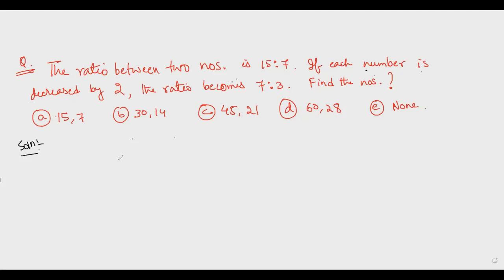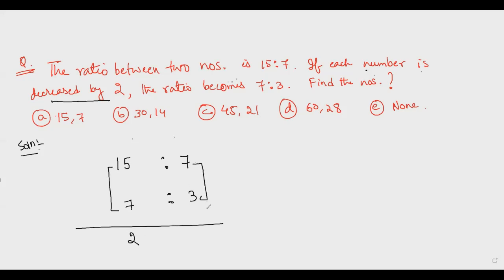Anyway, so here is our trick. The initial ratio is 15:7, right? Then the numbers decrease by 2, and after that the ratio becomes 7:3. Okay, the difference in both is 2. What is the difference again? 2. Is that correct?